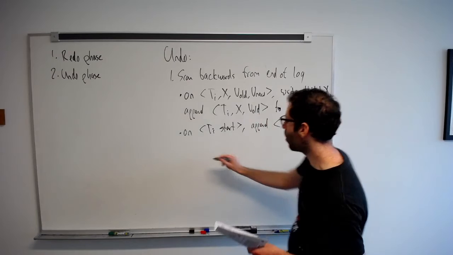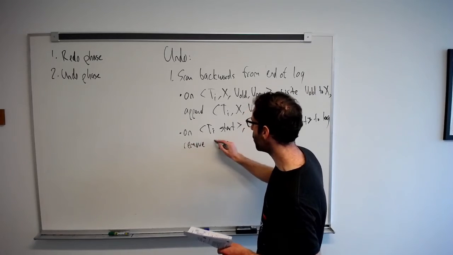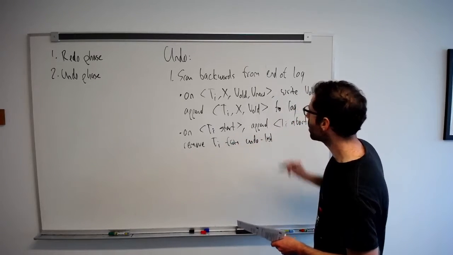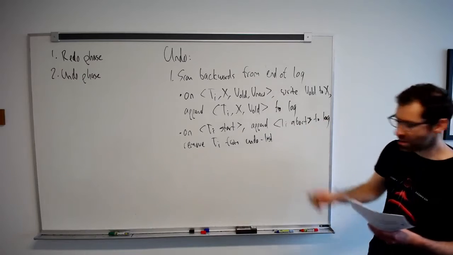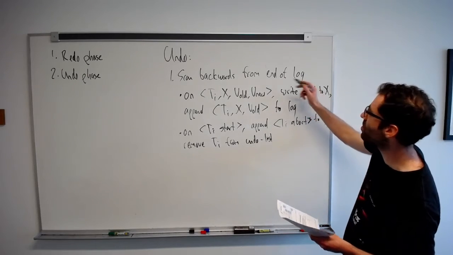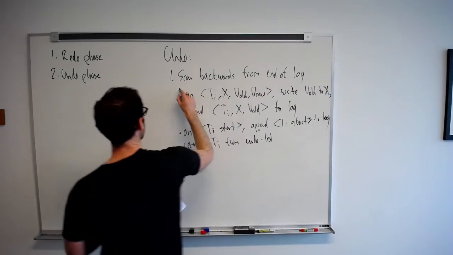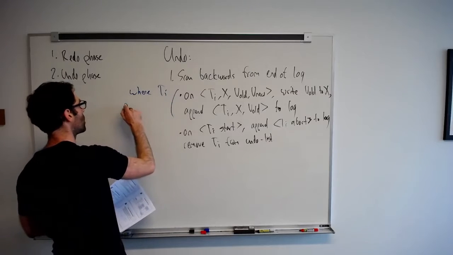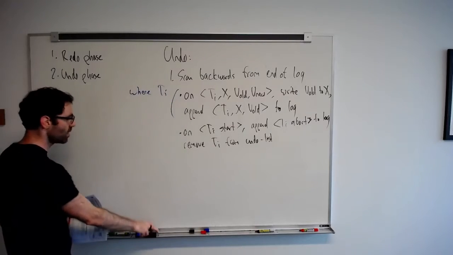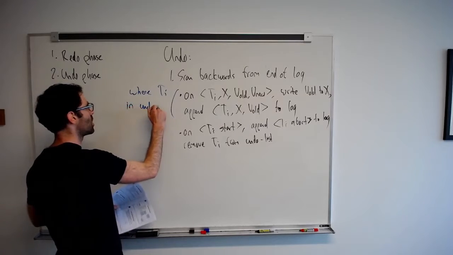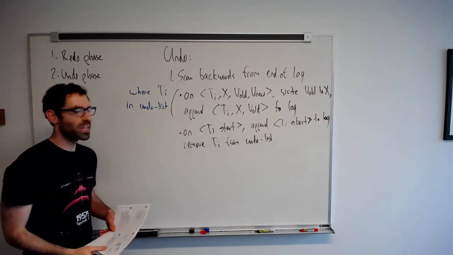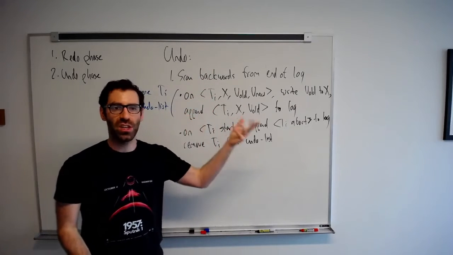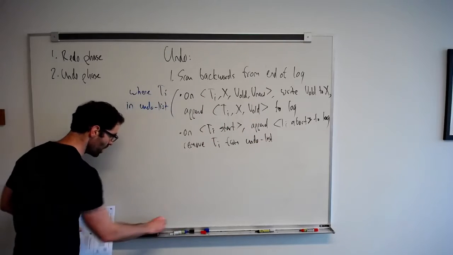And we're also going to, at this point, remove TI from our undo list. And that's an important point: this first one is only where our TI is in our undo list. So when we're scanning back, we're only undoing updates from transactions in our undo list. These are the ones that we need to roll back.